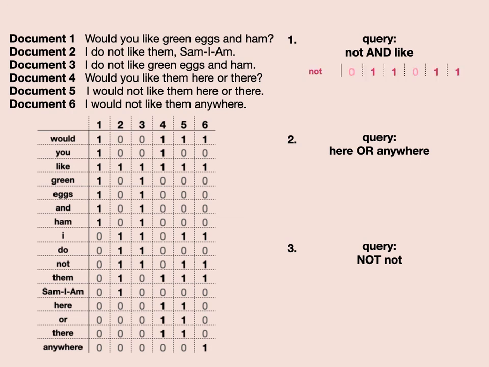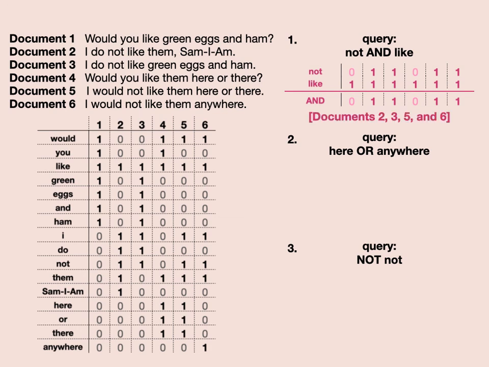So, not, great. That's 0 and 1, 0 and 1. Like, oh, well, that's every document here. So every document contains the word like. That's how Dr. Seuss works. So let's do it. Let's and it out. I can shortcut it to you. It's going to be the same as not, since the like one doesn't really add much. So that means the query for not and like turns up documents 2, 3, 5, and 6.